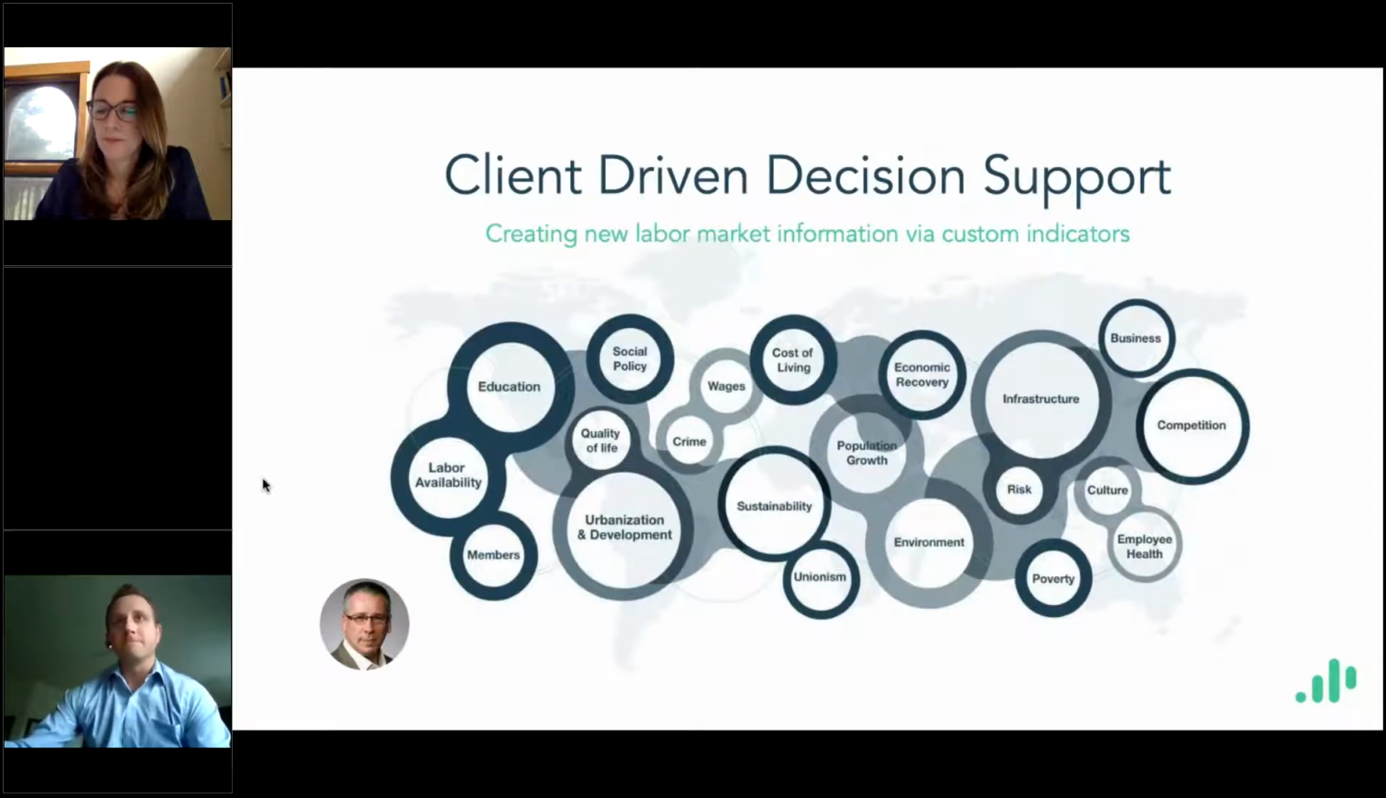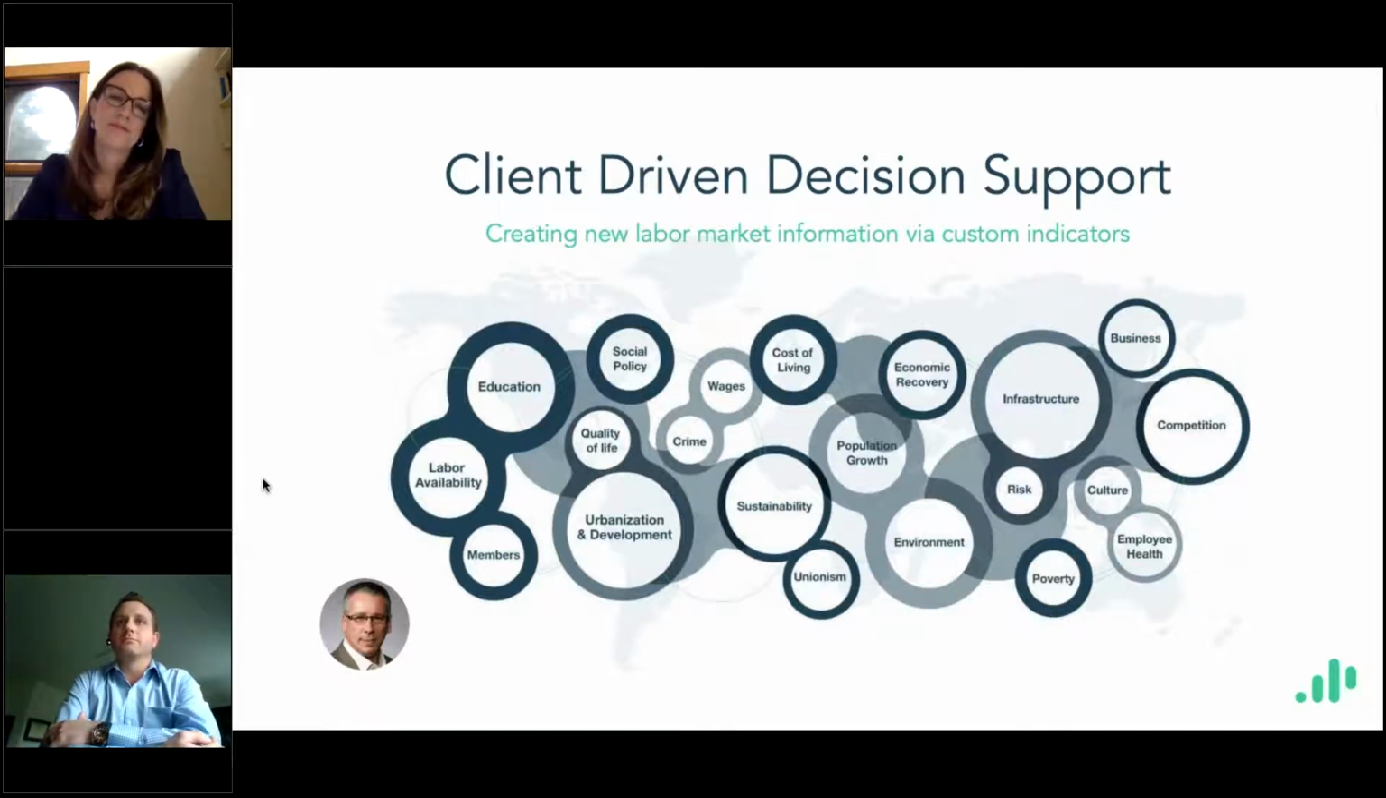Yeah, so along with the great data that we have, when we're doing contextual and multivariate analysis, it's important to note that for each company, different variables are going to be important, whether it's crime, unionism for distribution, education, getting the right people with the right tech background. All of this is going to matter.